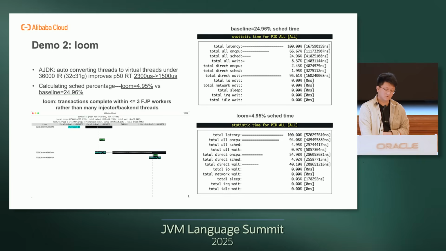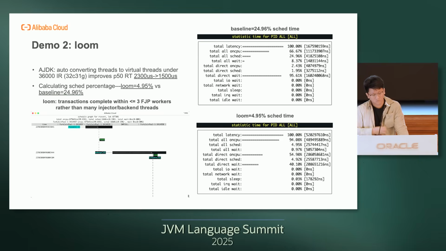And speaking of virtual threads, we have a really cool feature in HJDK that automatically converts threads to virtual threads. And we can use this tool to help explain its benefits. In this particular case, we can improve its P50 RT from 2300 microseconds to 1500 microseconds. And this improvement can be explained by the tool.